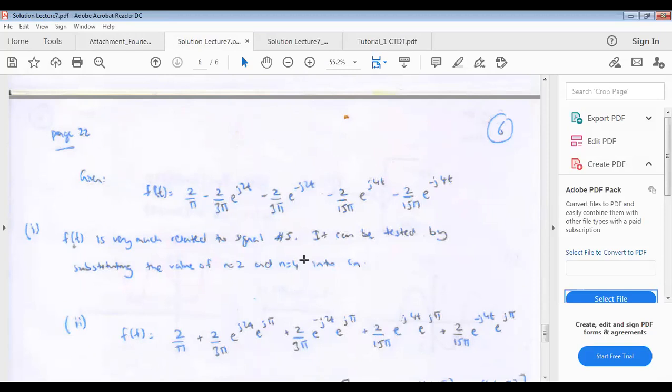I think I made a mistake for the solution. Sorry for that. Yeah, it's not signal 5. It should be signal number 4. Yeah, signal number 4. Okay. Let's have a look at this number 2. I mean part 2 of the questions.